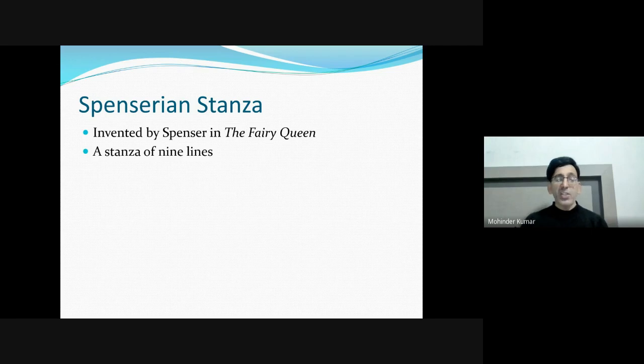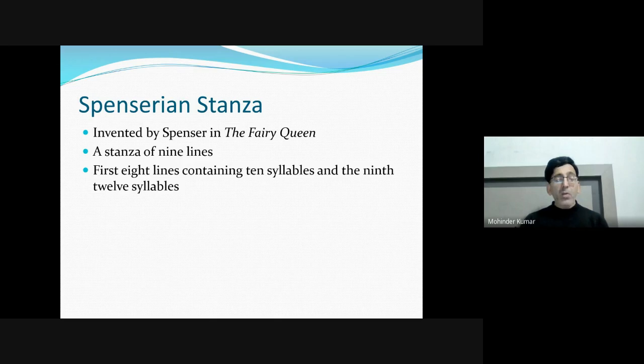So what is a Spenserian stanza? It is a stanza of 9 lines. The first 8 lines contain 10 syllables, meaning the first 8 lines are in pentameter. And the 9th line contains 12 syllables. That's why the 9th line is called Alexandrian. You must remember, the 9th line is called Alexandrian.